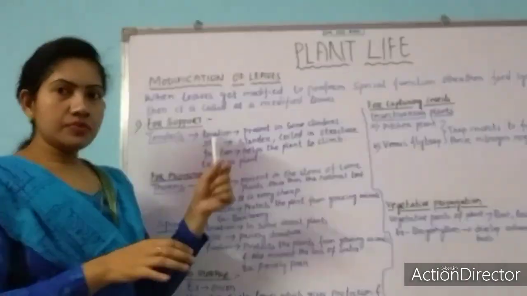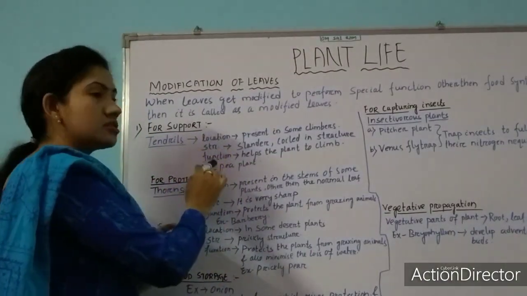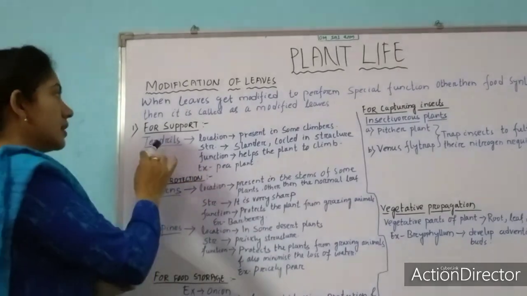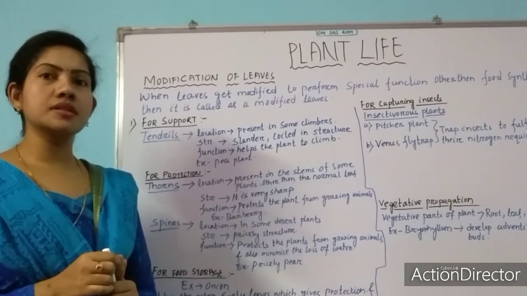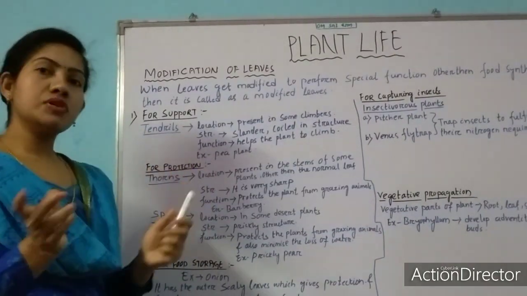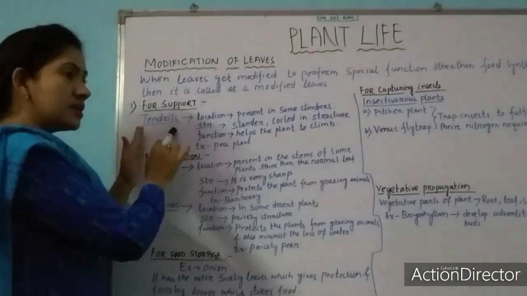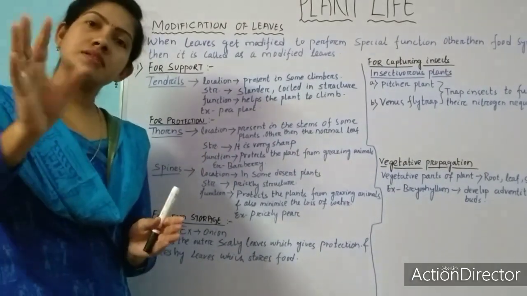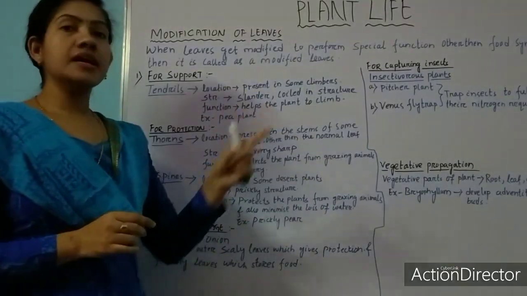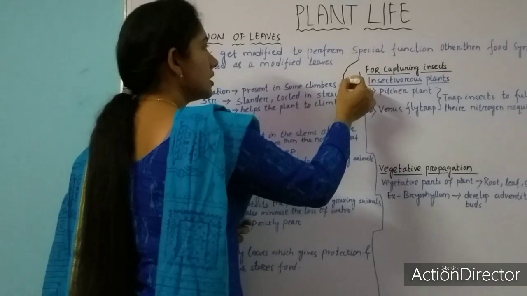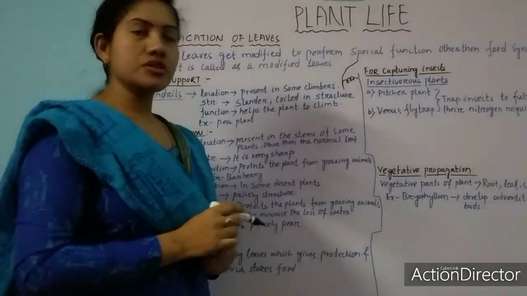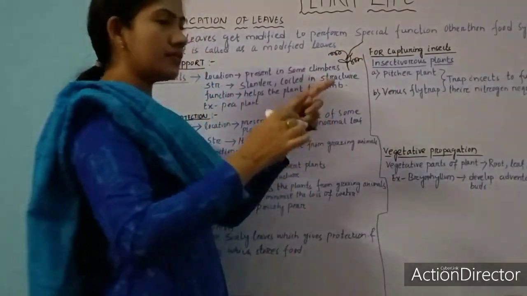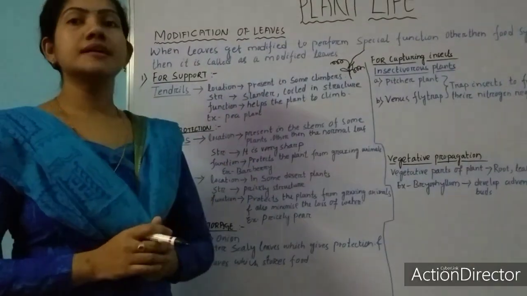To make it easy, I have written location, structure and function. So let's see what is a modified leaf for support. Here I have written tendrils, also called leaf tendrils, because there are some tendrils of stems also. Where are they located? Tendrils are present in some climbers. Structure: it is slender and coiled. If this is the stem, then a structure like this will form, a coiled structure. The plant will also have normal leaves, and along with the normal leaf it will also have a coiled, wire-like structure. That structure we call a tendril or leaf tendril.